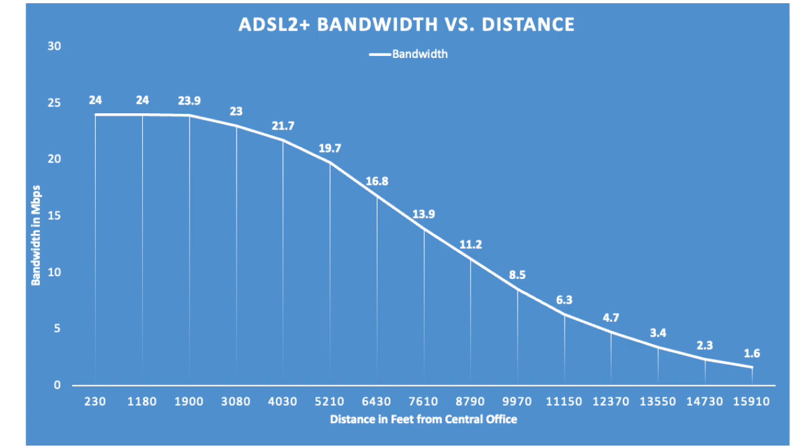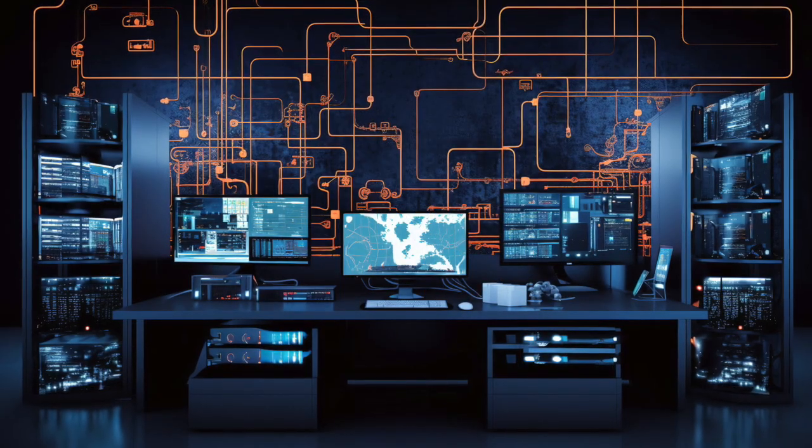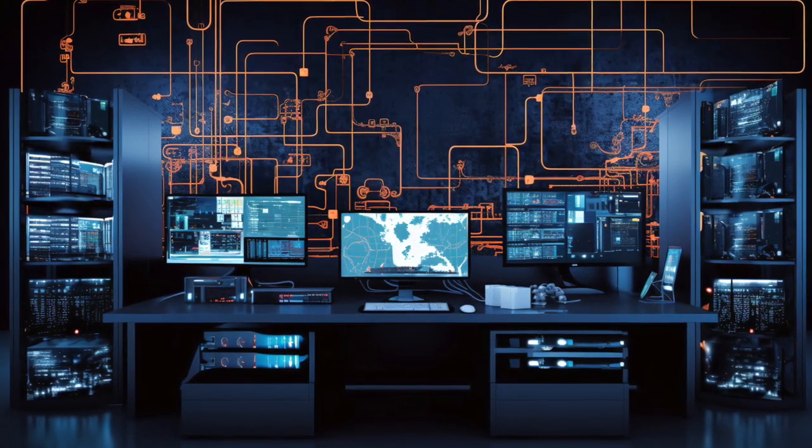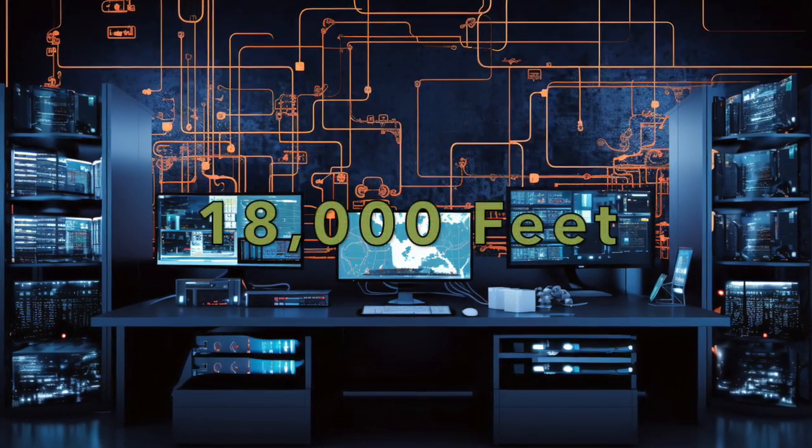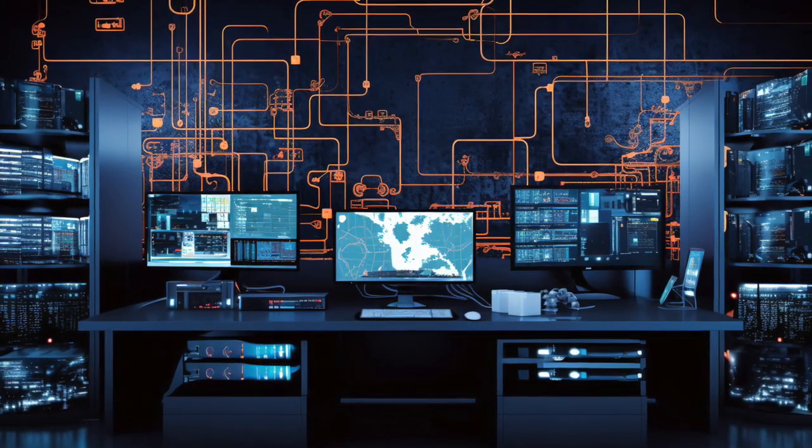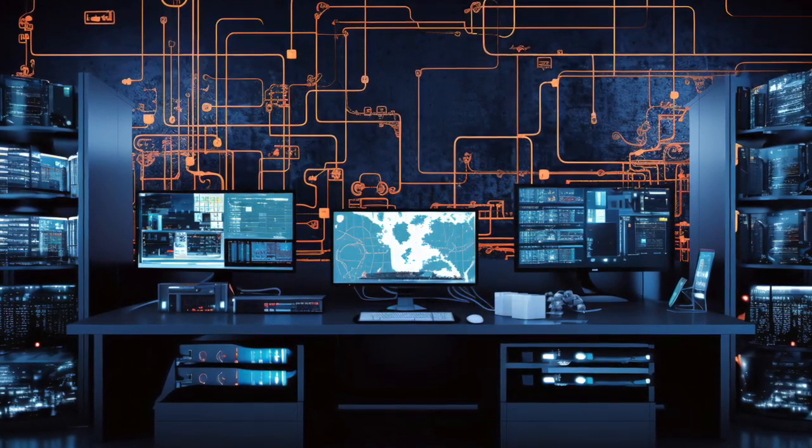The further a customer is from the central office or the source, the weaker the signal. That translates to less bandwidth being available to that customer. This is why DSL has a maximum distance from the central office of 18,000 feet. The further away a customer is from the source, the slower the download speed.